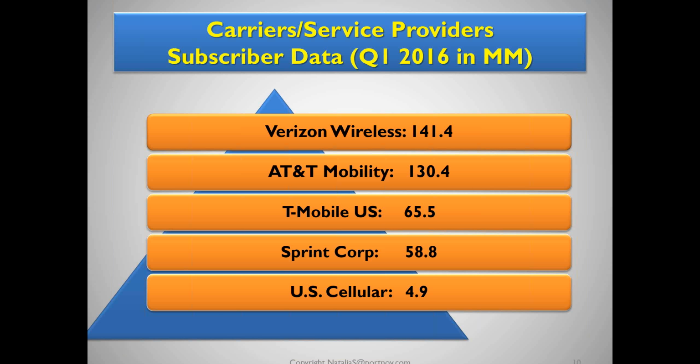So let's just see the number of the subscribers, and this is by Q1 in 2016. Verizon was leading with the number of subscribers that they have, followed by AT&T and T-Mobile. Actually, T-Mobile right now is becoming really, really big because of their very convenient plans, and they have the services, which is not bad.